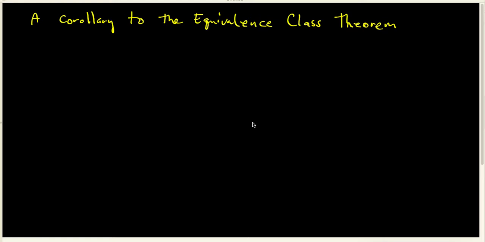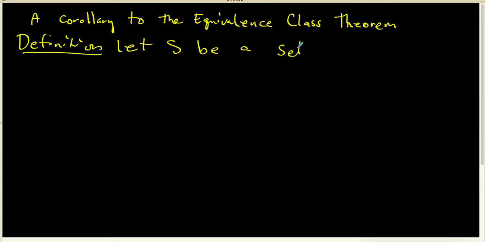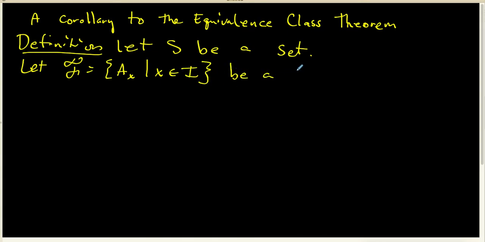In this video, we're going to look at the corollary of the equivalence class theorem. But before we can state the corollary, we need a new definition. We're going to let S be a set. We're also going to let F be a collection of A_x's, where x is pulled from an indexing set I, be a family of subsets of S.